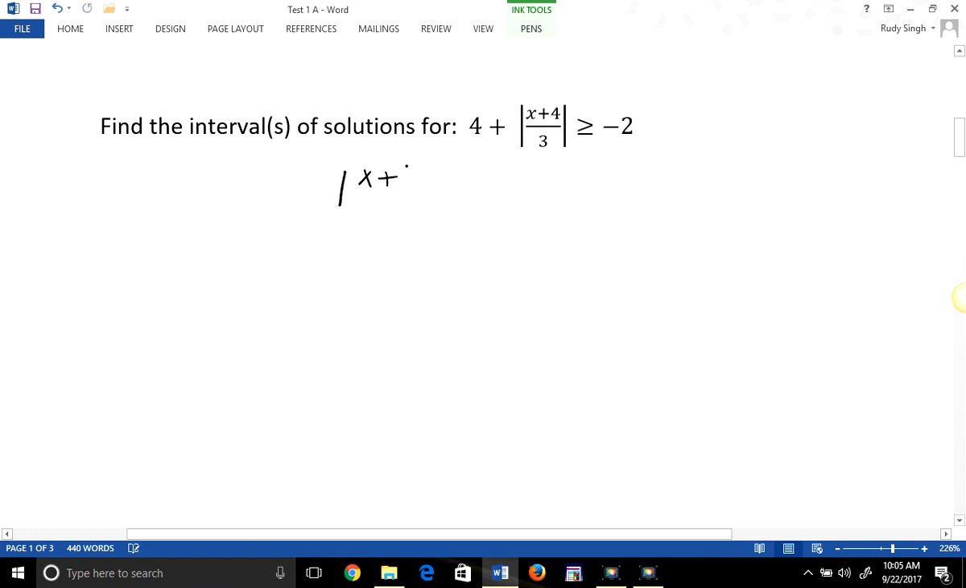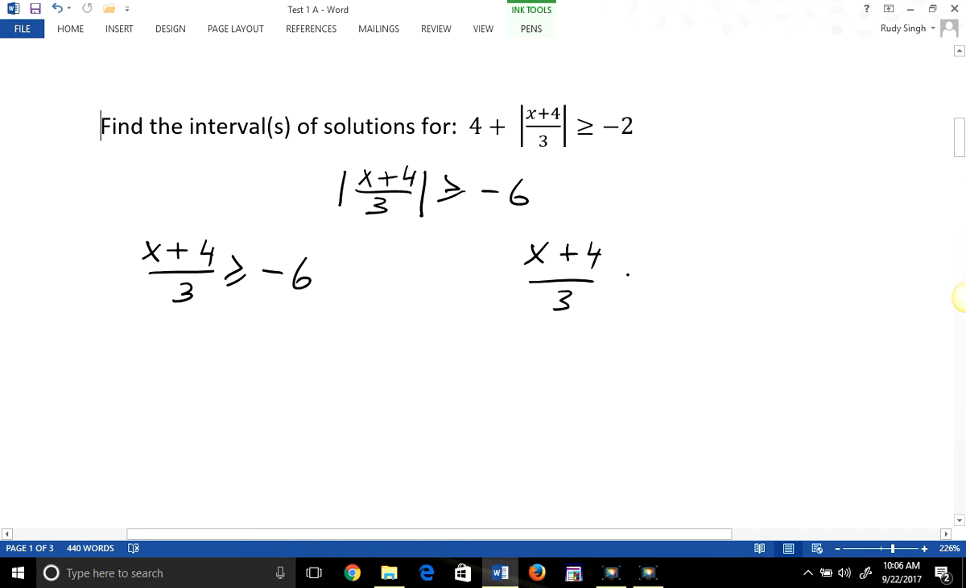So we're left with the absolute value of x plus 4 over 3. Right? You subtract 4 from both sides, so that gives you greater than or equal to negative 6. Now you can get rid of the absolute value, and when you get rid of the absolute value, you get two inequalities here. So the first inequality is you just drop the absolute value symbol. So we have x plus 4 over 3 greater than or equal to negative 6. The second absolute value inequality becomes x plus 4 over 3, and you flip the inequality and you change the sign.